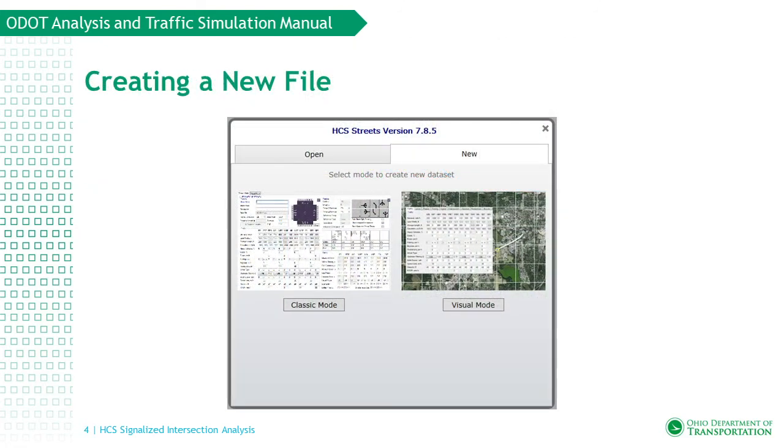When a new file is created, the analyst may choose either the classic mode, with all of the required inputs presented in a tabular style interface, or the visual mode. The visual mode presents a grid where the user may draw nodes or intersections and the links connecting them. When the user selects a link or node and then right-clicks, a series of dialog boxes appear that mimic sections of the classic mode interface. In these dialog boxes, the data can be entered and edited. For the purposes of this training, the classic mode will be selected.